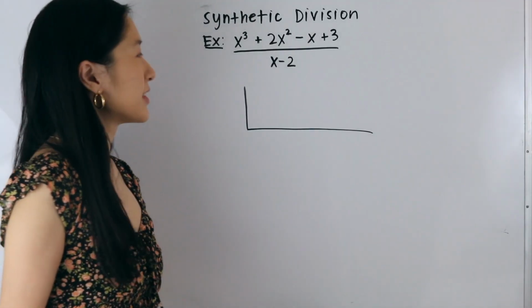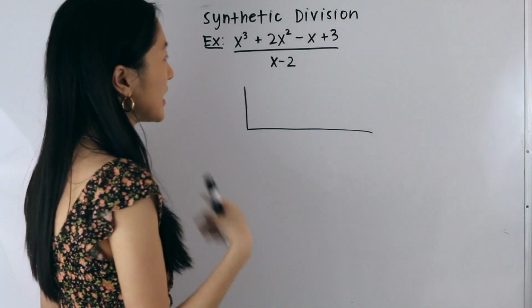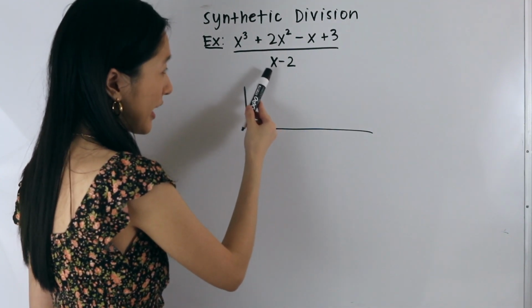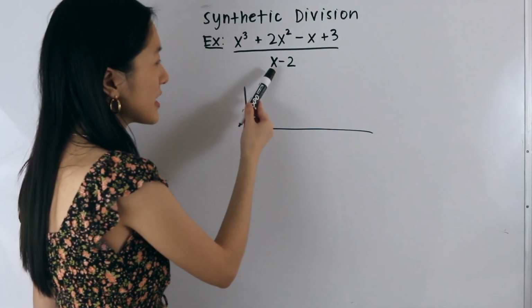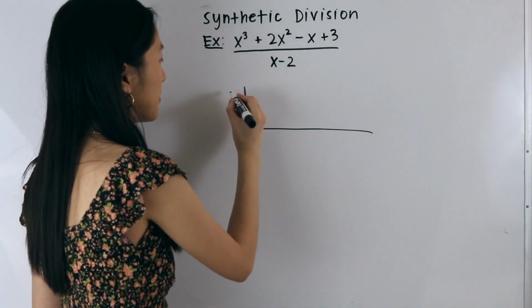So the next thing that we need to do is determine what number will go outside here. And so what we need to do is look at the denominator and take a look at what number we would need to plug in for x in order for this denominator to be equal to 0. So in this case here, it would be 2 because 2 minus 2 is equal to 0.